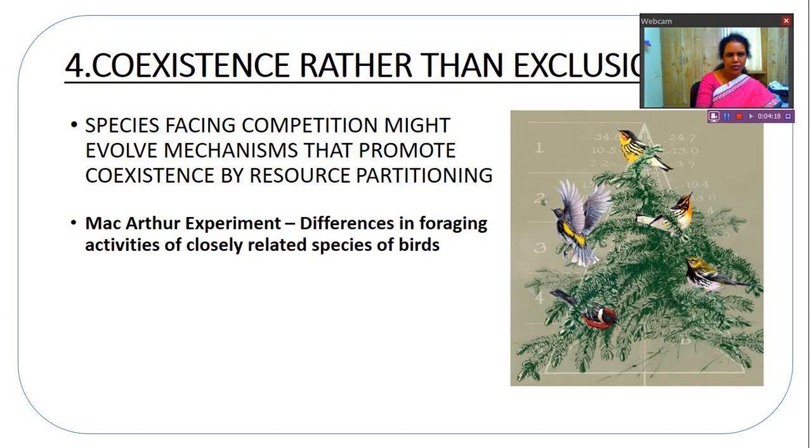It results in coexistence by what? By resource partitioning. So when there is competition, it may result in coexistence. Through what? Through resource partitioning. That means the organisms show different foraging activities to feed on the resources available. And then we'll continue in the next class.